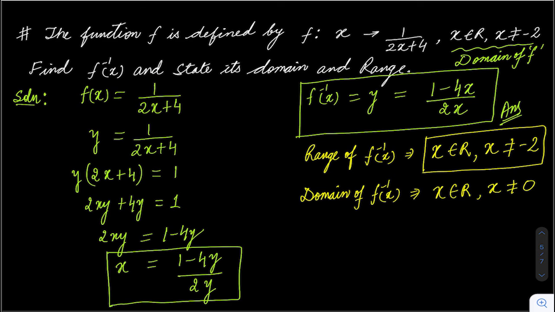So that is my domain of f inverse x. Now when you find the domain and range of f inverse x, from that you can find the domain and range of f also, right? Because the range of f inverse is the domain of f, and the domain of f inverse is the range of f. So if somebody asks what's the range of f, you can say the range of f is nothing but all real numbers except 0. That's why I started from this, because from this you can find the domain and range of both functions.